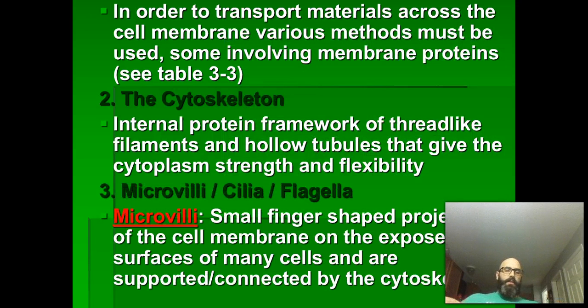Microvilli, cilia, and flagella. We're going through all these different cellular structures that probably haven't been dove into as much as in your other biology classes. In human anatomy, microvilli, cilia, and flagella, more microvilli and cilia, play a huge role in maintaining homeostasis within the body. Microvilli are very small, finger-like projections that extend out of the cell membrane and are exposed to the outside surface of the cell. Those extensions are supported by and connected to the cytoskeleton.